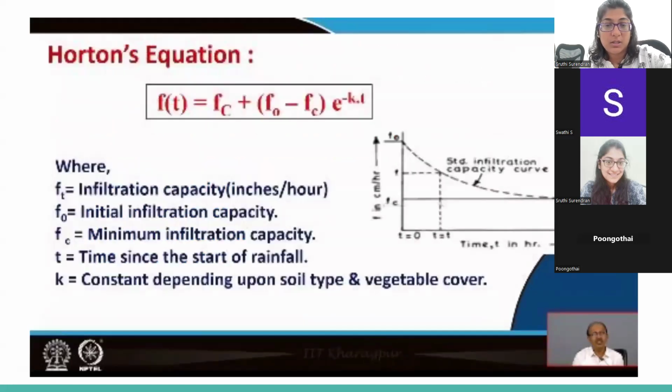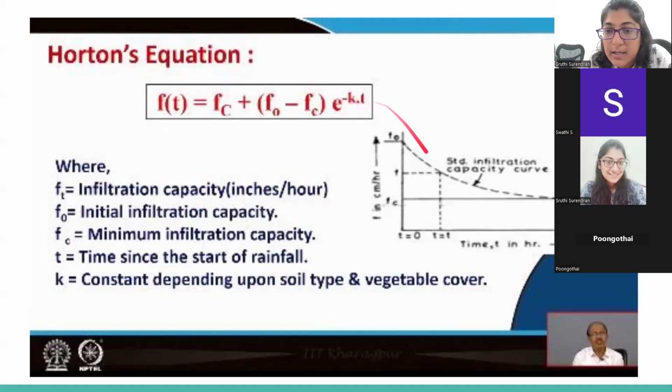Let's see what Horton's equation is. Here we are talking about Horton's equation. What is the correct expression for Horton's equation? It is the infiltration rate. Here it is given that the infiltration capacity in inches per hour at a particular time is given by the minimum infiltration capacity Fc plus F naught minus Fc, where F naught is the initial infiltration capacity, into e to the power minus kt. K is a constant that depends on the type of soil and the vegetation cover available in that area, and t is the time from when the rainfall starts.